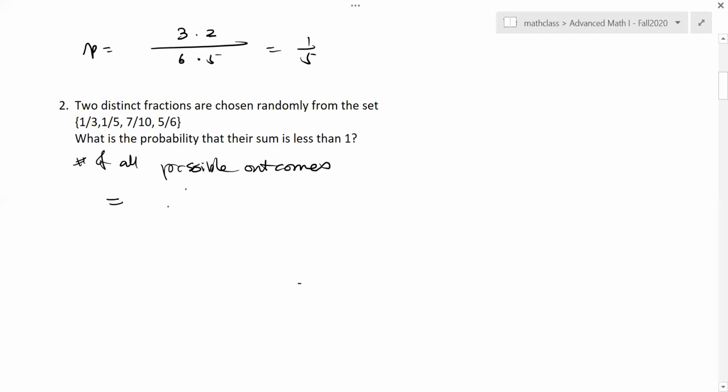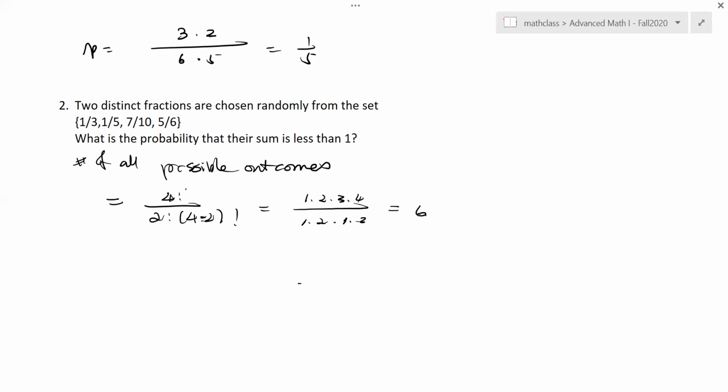Well, by the formula, see here we're using the count. By the formula, this is going to be 4 factorial divided by 2 factorial times 4 minus 2 factorial. So 4 factorial is 1 times 2 times 3 times 4. Here's 1 times 2, and here's 1 times 2 because 4 minus 2 is 2. So that is going to be 6. So only 6 possible outcomes.